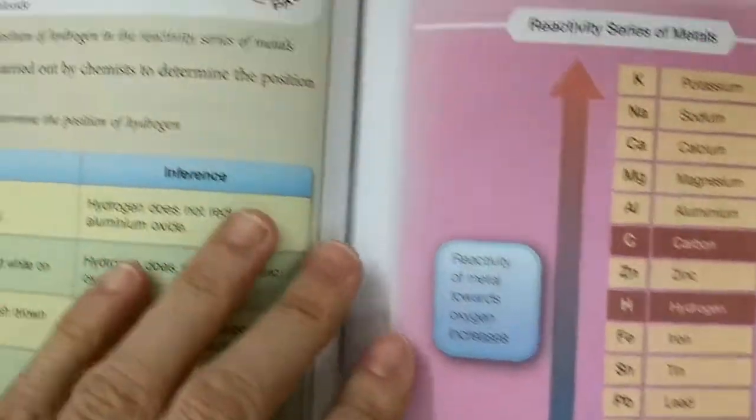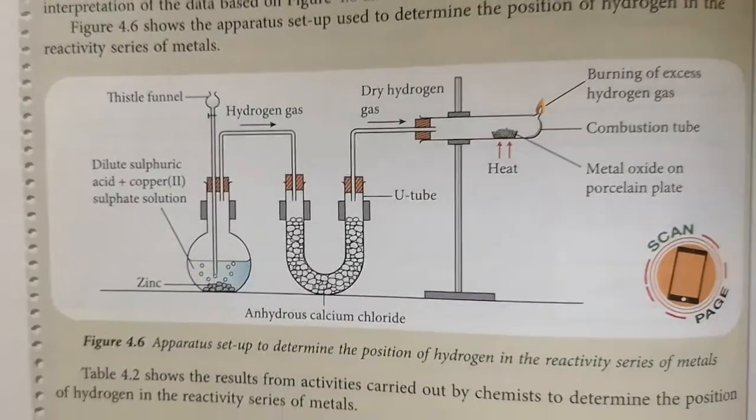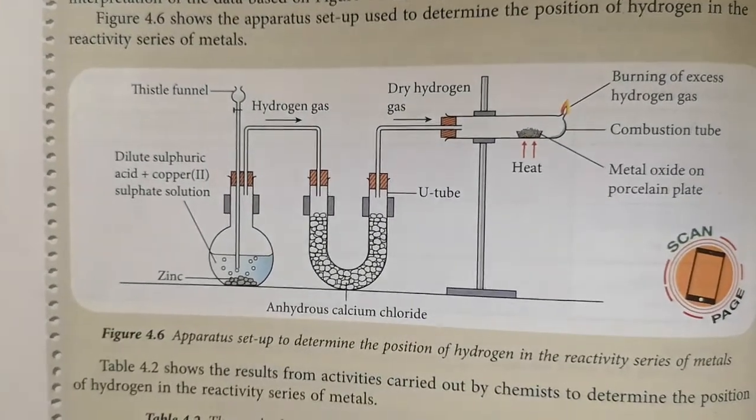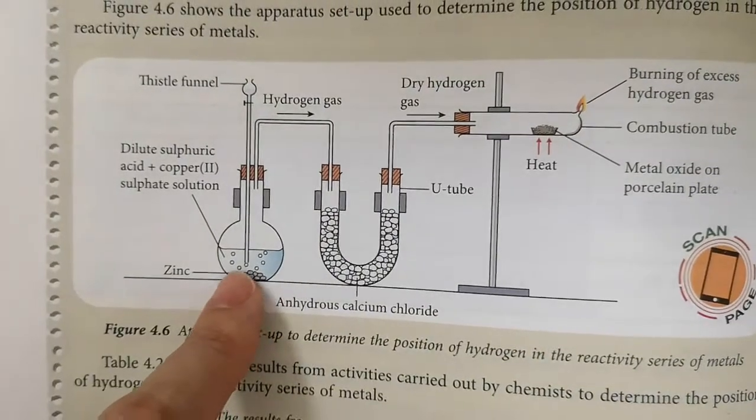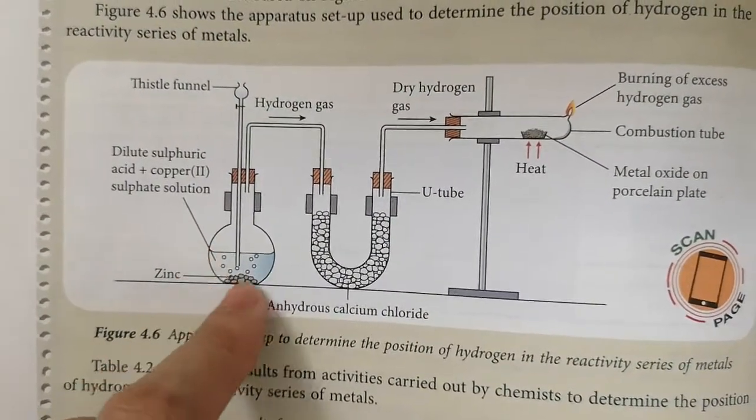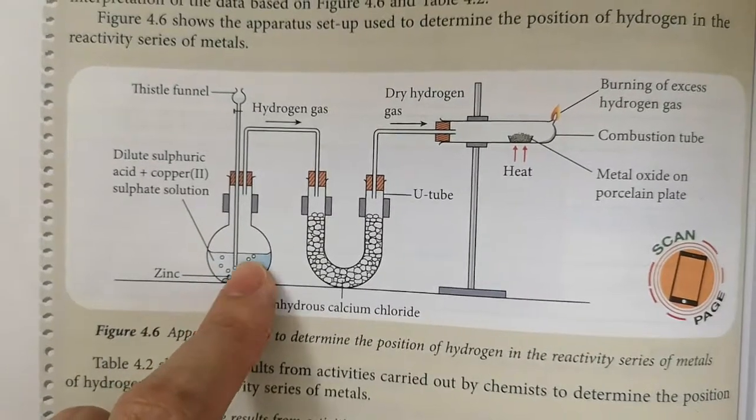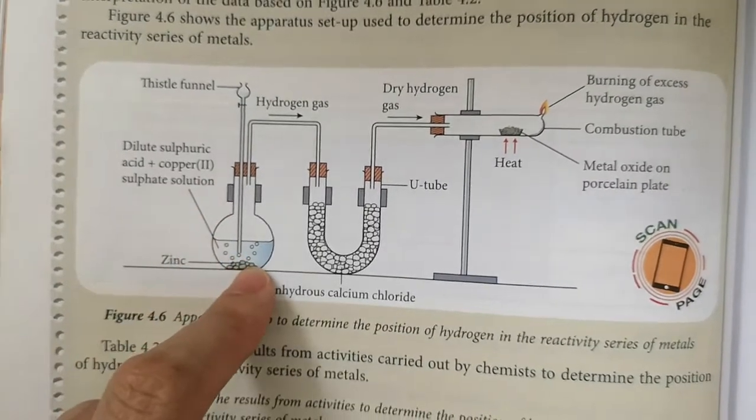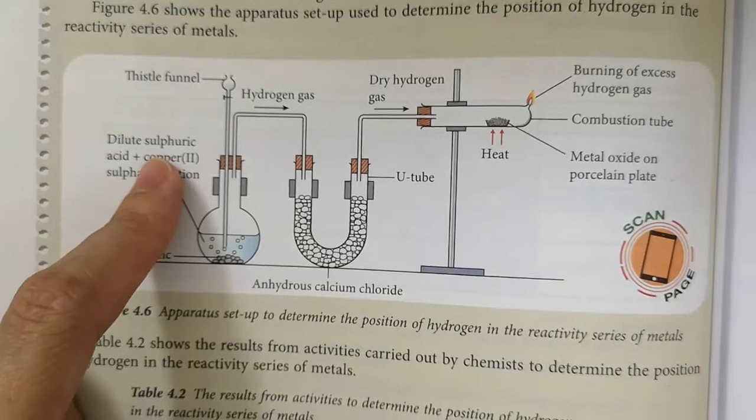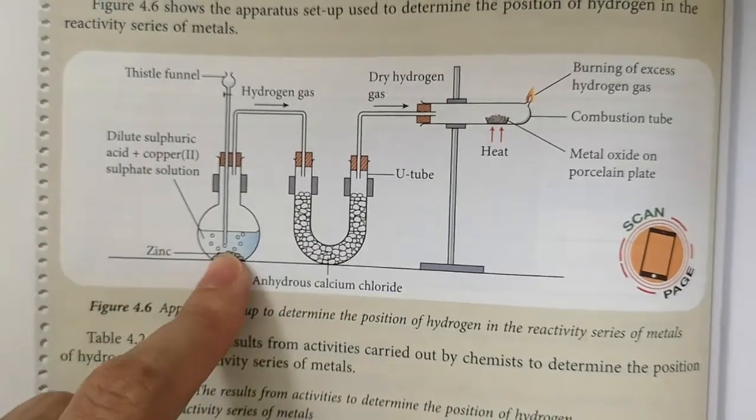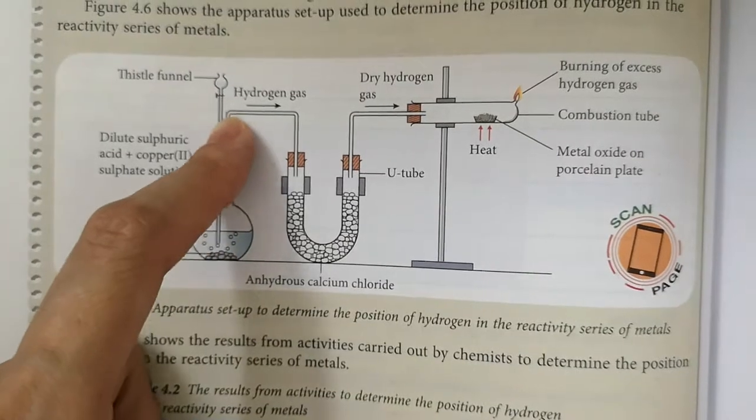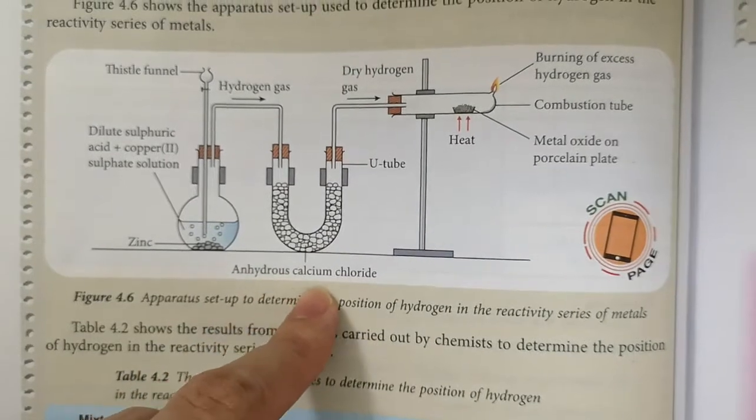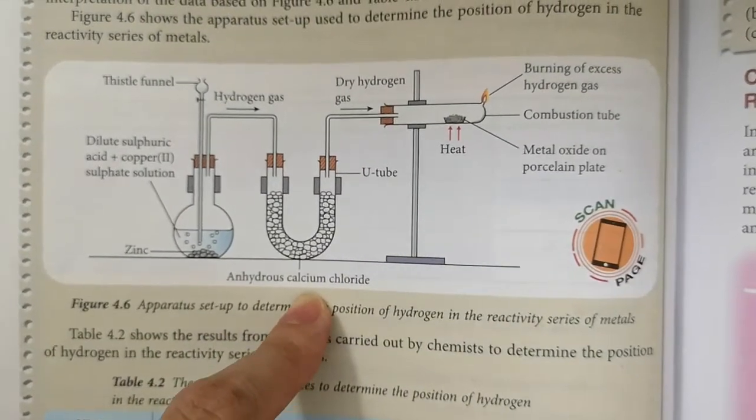So this is the experiment that we use to find out the position of hydrogen in the reactivity series of metals. You can see that over here you have zinc and dilute sulfuric acid, and copper 2 sulfate solution. Copper 2 sulfate solution is a catalyst. It makes the reaction become faster. Acid and zinc will produce hydrogen gas. So hydrogen gas will flow into this U tube where there is anhydrous calcium chloride. Anhydrous calcium chloride dries the hydrogen gas.